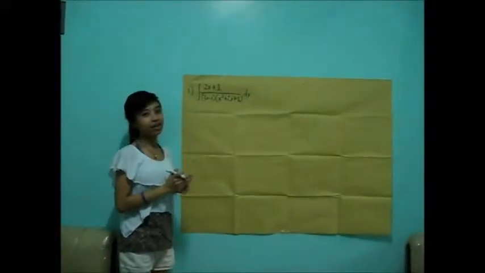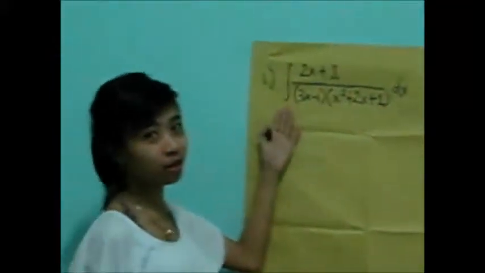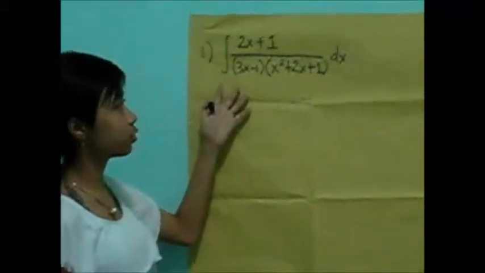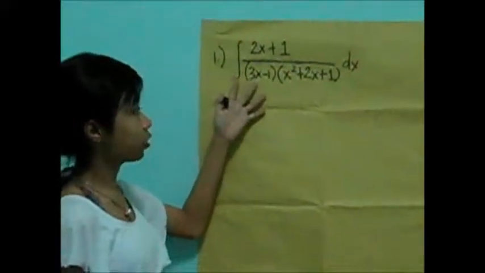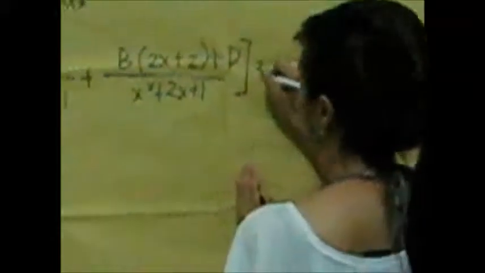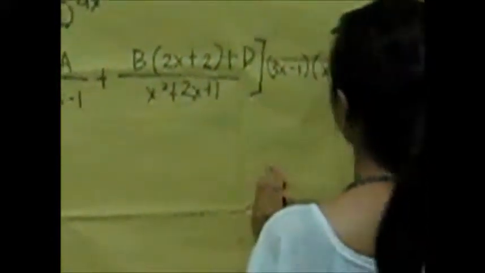Okay, now I'll discuss integration by partial fractions. Our given is the integral of (2x + 1) over (3x - 1)(x² + 2x + 1) dx. Since it's an improper fraction, we will use integration by partial fractions. On the left side, the denominator will cancel and 2x + 1 will remain.